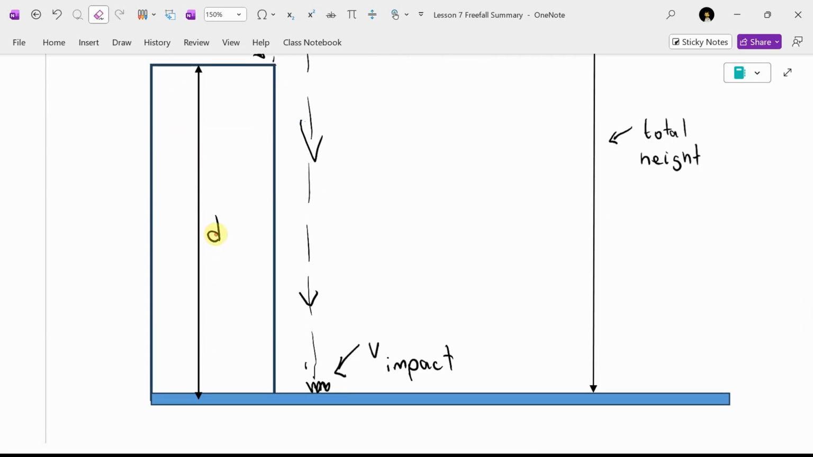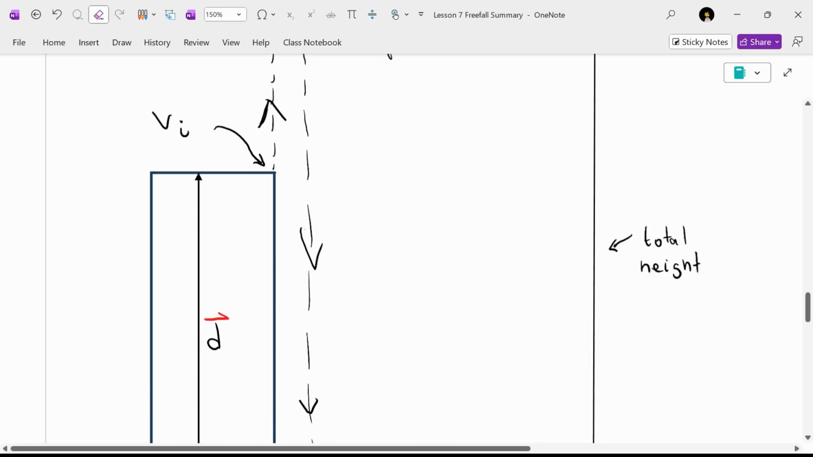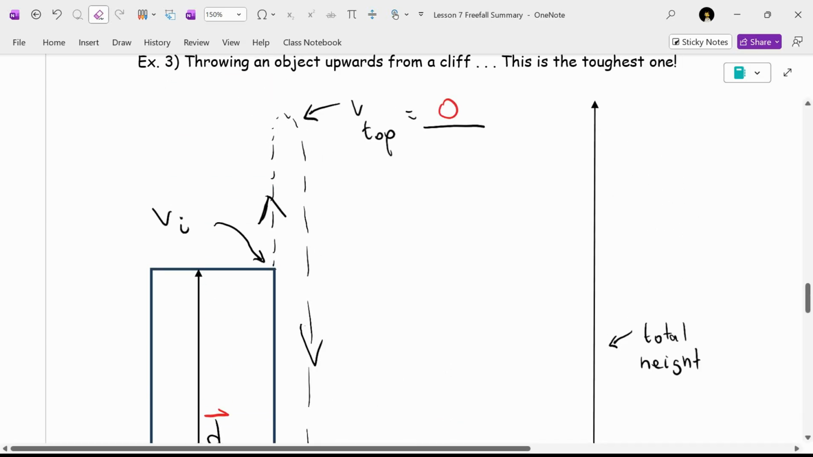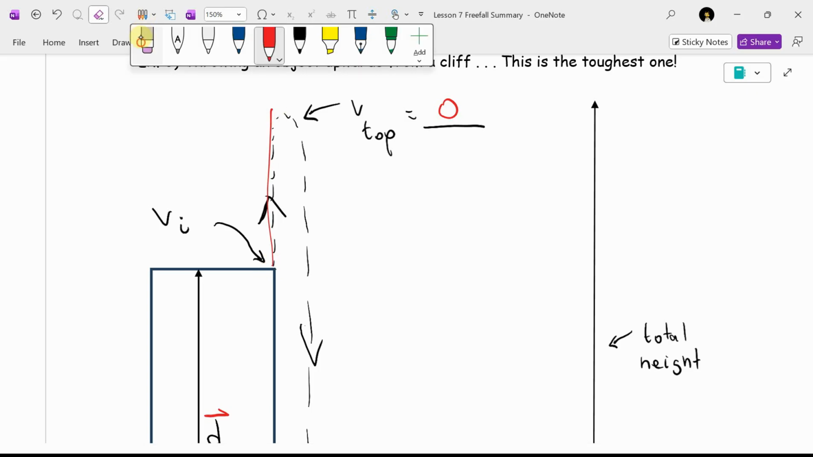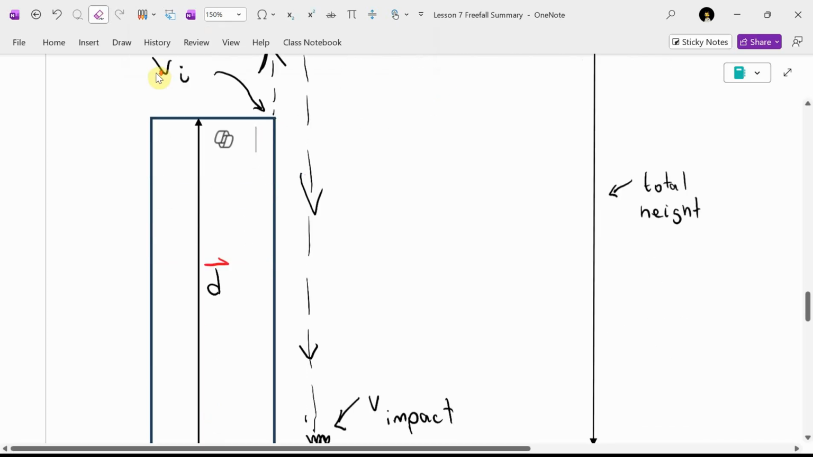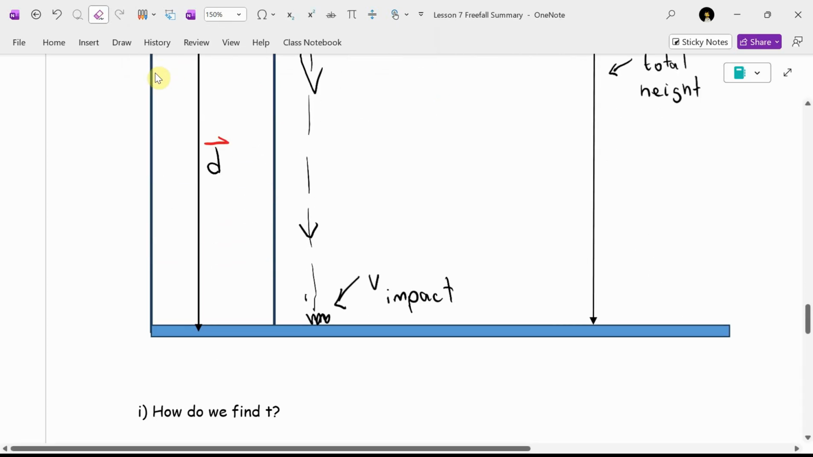D, this is the displacement. I should put a vector sign on there because it's a displacement. That's still going to be, you're going to have to make it negative. The total height, if they asked you to figure that out, you would figure out this and then add the cliff height to it. All doable. We did one like that. And impact is not 0, it's going to be negative.